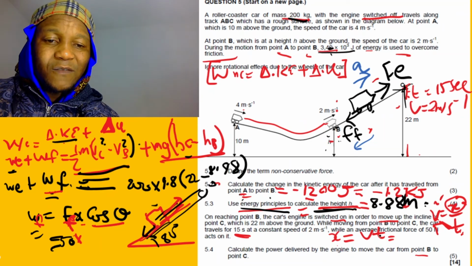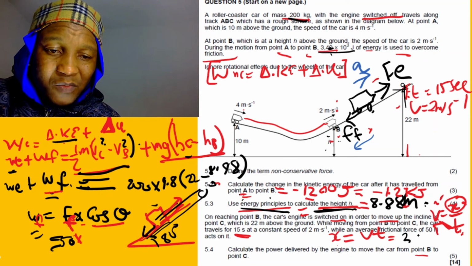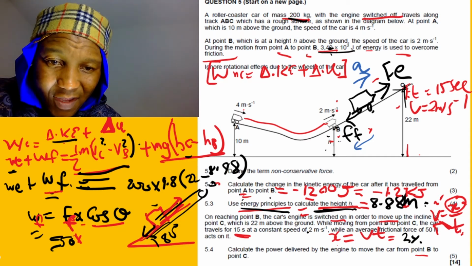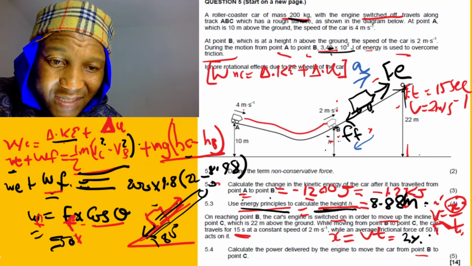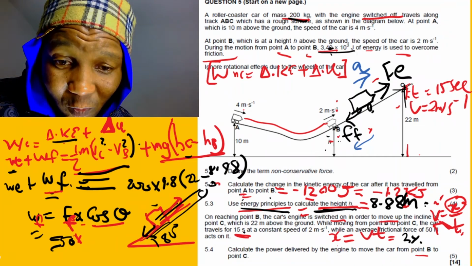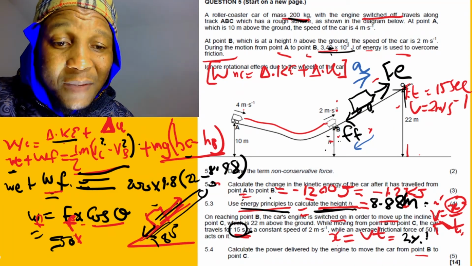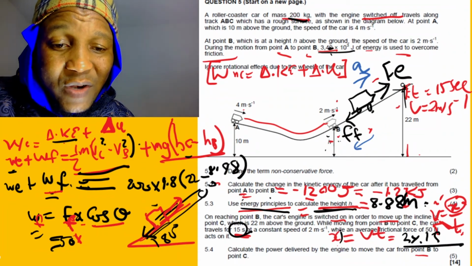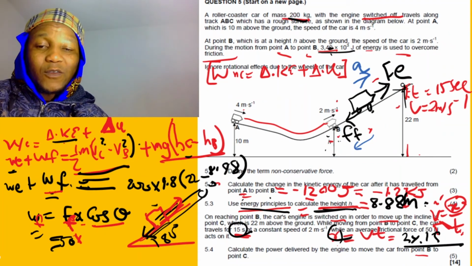What is v? Our velocity is 2, and then how long is it going to take? They give us the time here. Let's read here: 15 seconds. So 2 times 15 seconds. So that's going to give us the distance for the friction force.